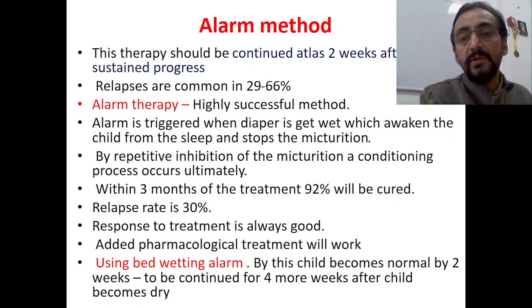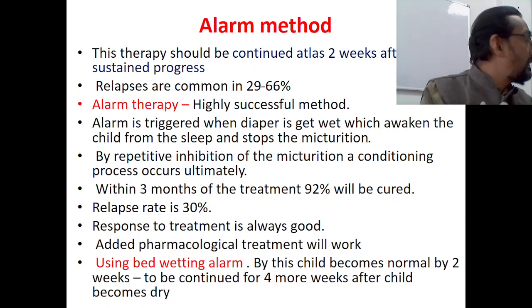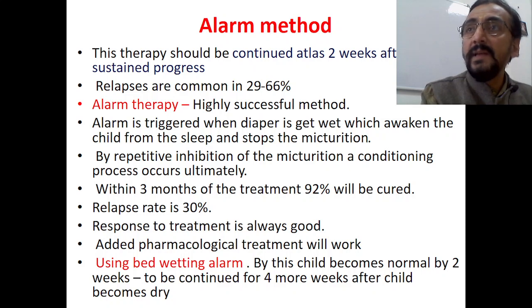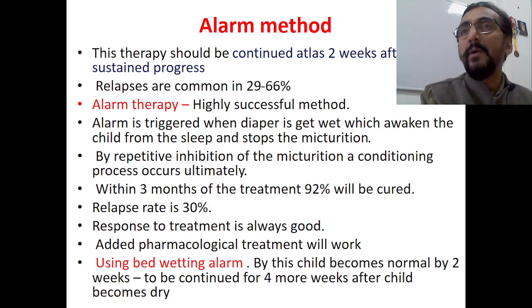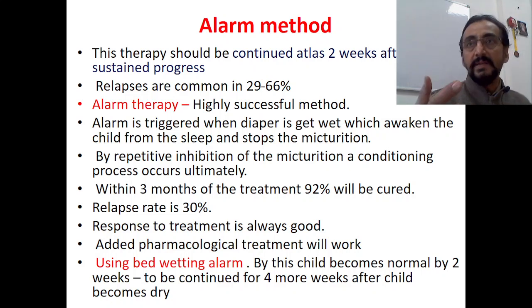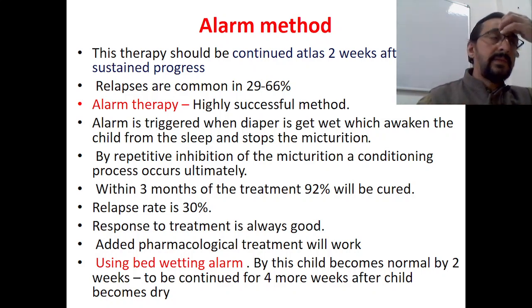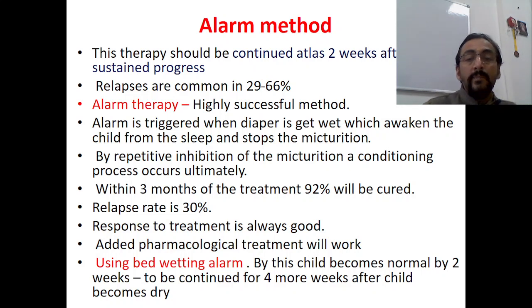Response of alarm therapy is already good. Alarm therapy can be done in 2 ways. One is you keep the alarm, make the baby get up at 12 or 2 at night, and then compulsorily wake the baby, take them to the toilet and make them pass the urine. This is one method. Another is you attach a probe to the diaper area or pajamas, and as soon as the alarm starts, the child stops the urination. Response to the treatment is always good. Added pharmacological treatment will also work. Using a bedwetting alarm, the child usually becomes normal by 2 weeks.